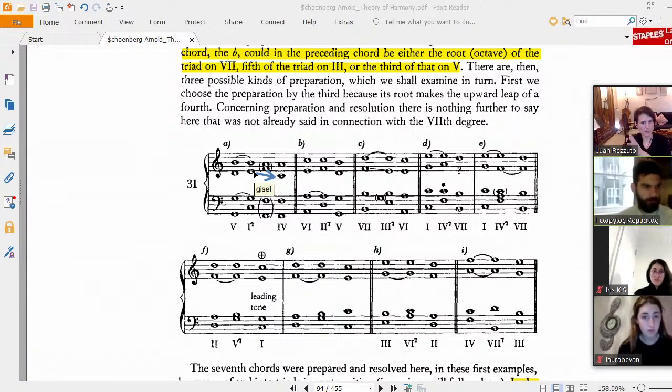How is it going to be prepared? The previous note has to be a consonant. It can be the root, the third, or the fifth. In this case, we dealt with the third, preparation of the third. So the consonant is the third.